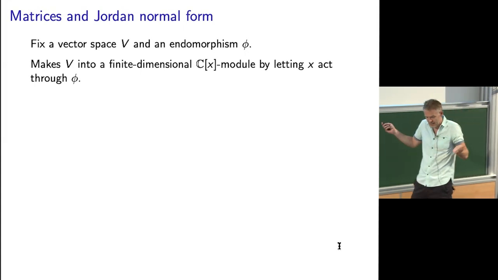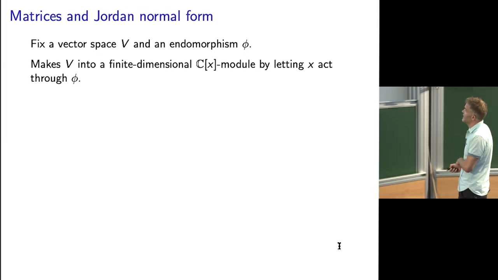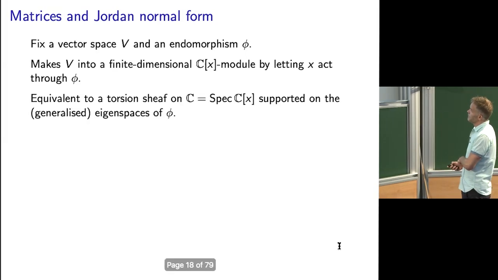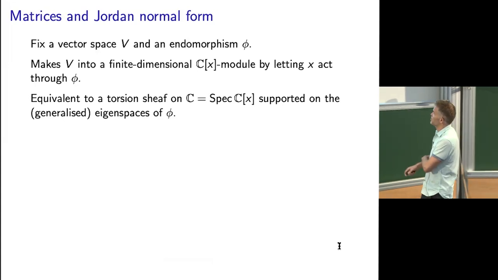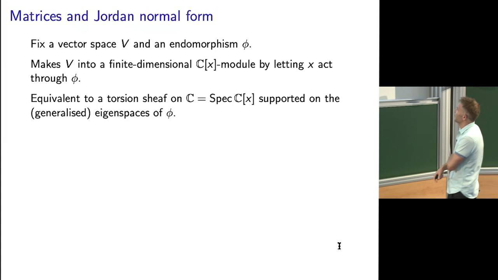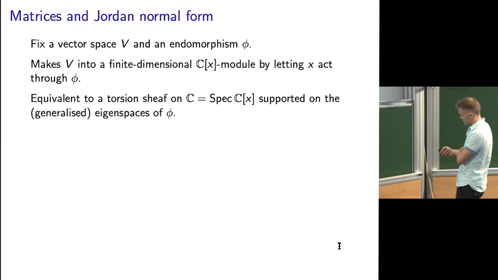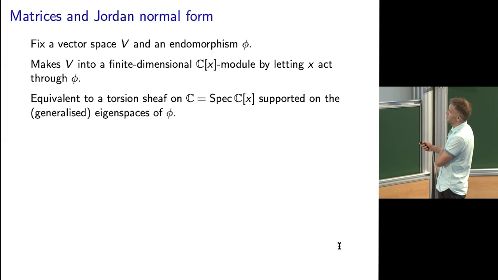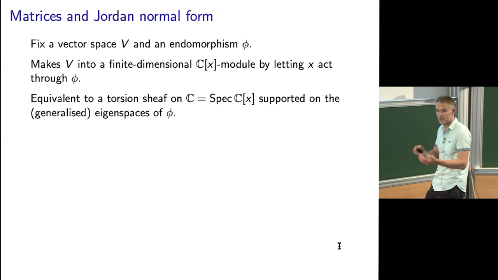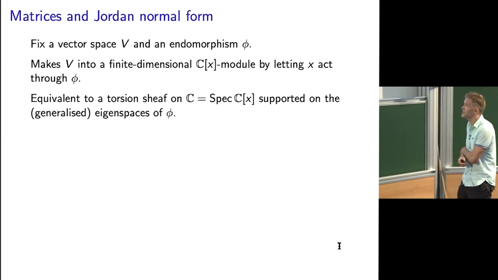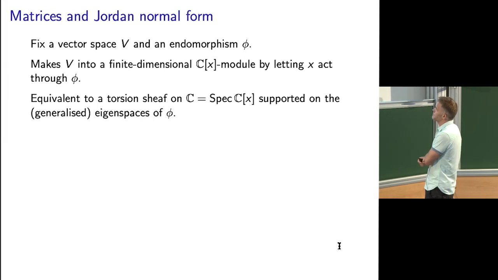Phi commutes with itself, right? So this is a commutative thing. It's really a C[X] module. But we know what C[X] modules are. They're sheaves on the affine line, on Spec C[X]. And the fact that V is finite dimensional means that the sheaf has finite dimensional sections. So it's a torsion sheaf. It's only supported on a finite number of points. Otherwise, it would be an infinite dimensional module.